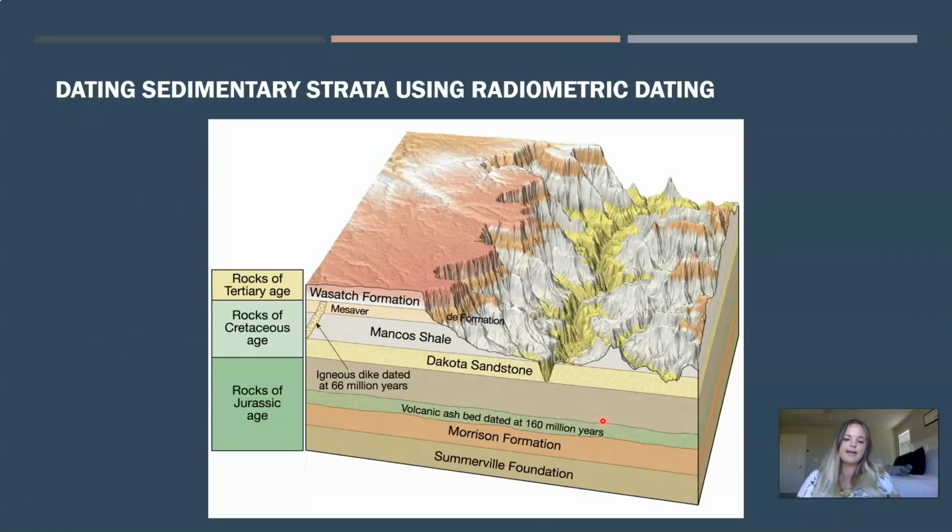So instead of saying that the Somerville Formation is the oldest and the Wasatch Formation is the youngest, and that this igneous dike is younger than these 3 layers here, but older than this layer, we can actually definitively say with radiometric dating, with absolute age dating, that this dike is 66 million years old. Okay.